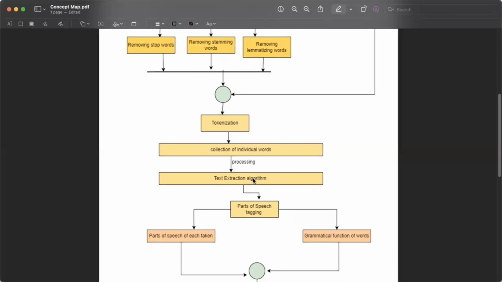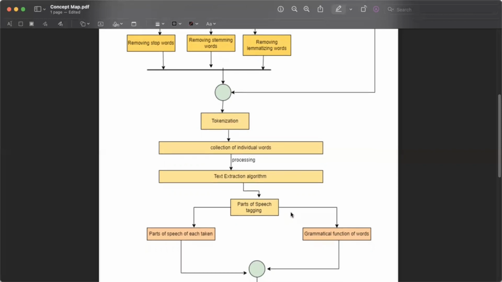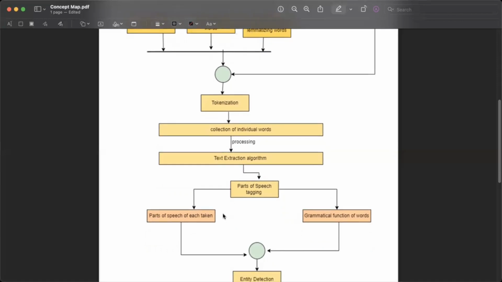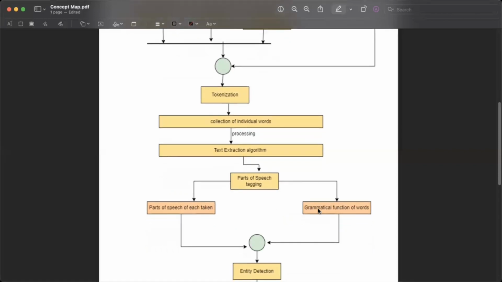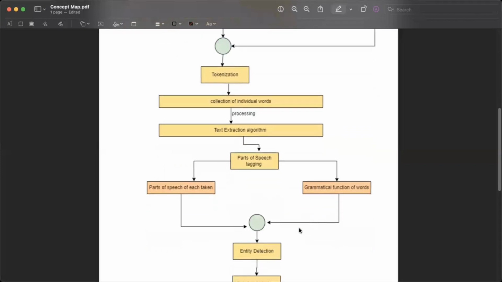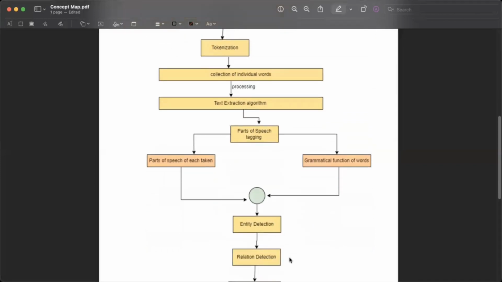Here we can see that we will use the text extraction algorithm. Inside the text extraction algorithm, we have to use parts of speech tagging, where every part of speech will be collected individually, and there will also be the grammatical function of words. And after that, here comes entity detection and relation detection.